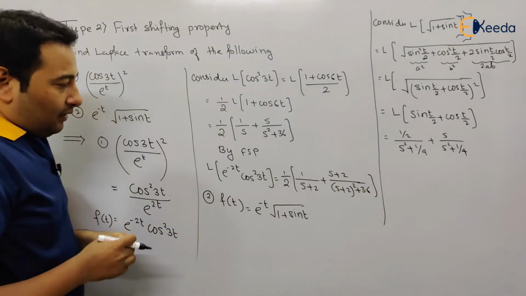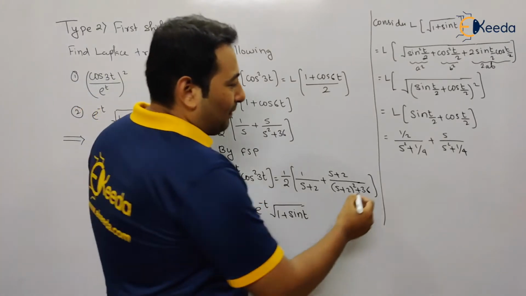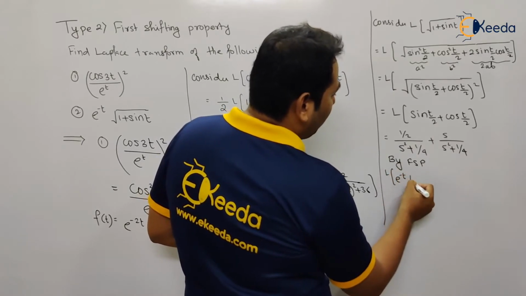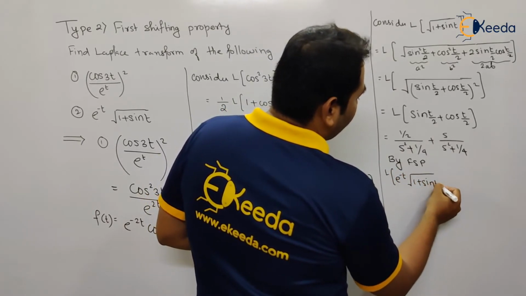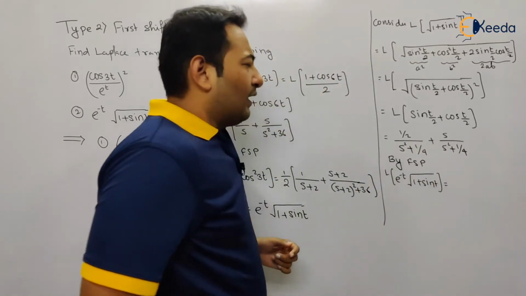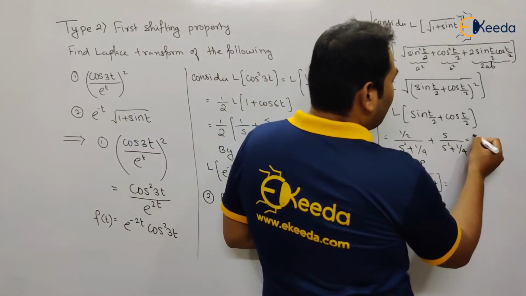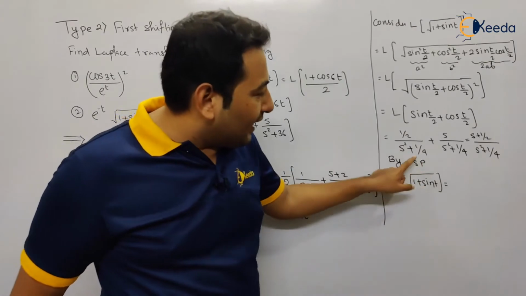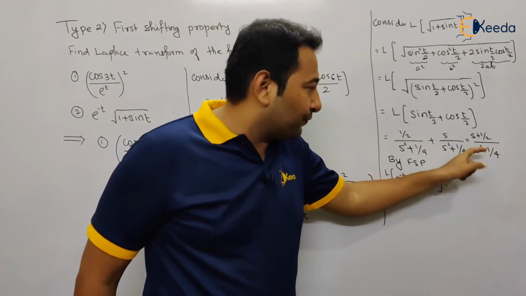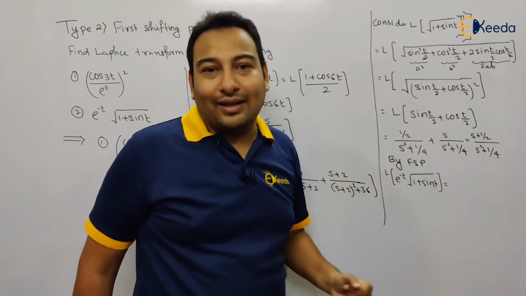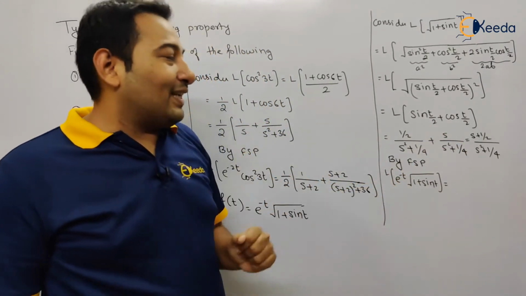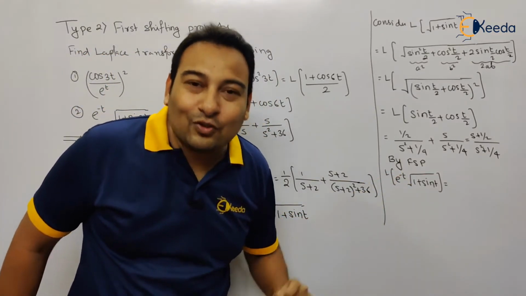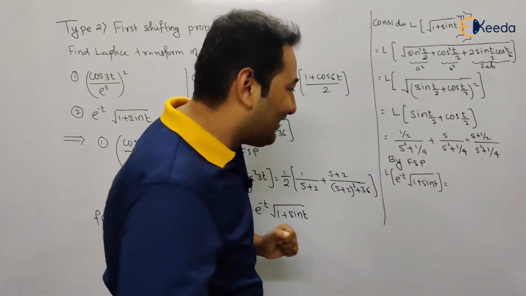What next? We have left this property that we're going to apply here. By FSP, Laplace of e raised to minus t root of 1 plus sine t. Here, simply, if you want, you can write it down as s plus half upon s square plus 1 by 4. What I'm doing here is taking s square plus 1 by 4 as LCM, so this will be added in the numerator. What next? This is minus t, and due to minus t, s will be shifted by? With t we have minus 1. So s will be shifted by plus 1.